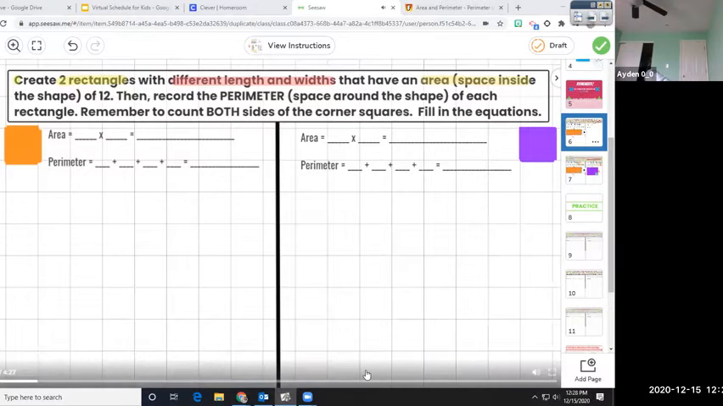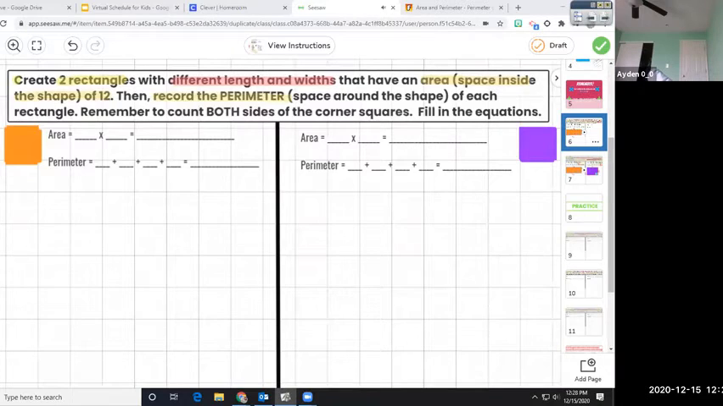In this case, the area is 12. Then you are going to record the perimeter, or the space around the shape, to describe the rectangle's perimeter. Then you will make sure that you count both sides of those corner squares inside of that perimeter. And finally, you will fill in the equations.